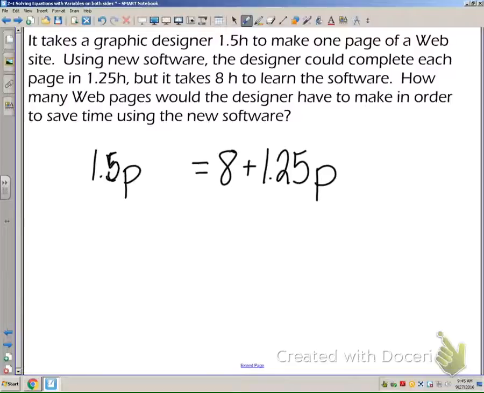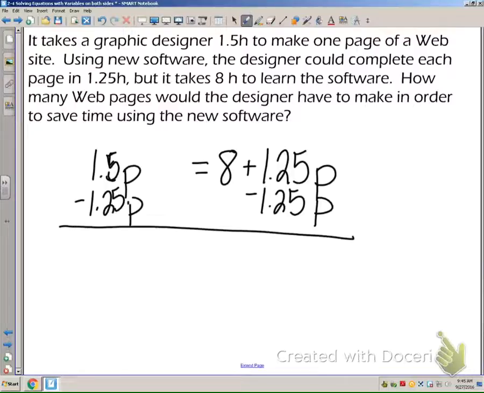Okay, so now we want to know, how many pages is he going to end up making before this starts saving him time? So I'm going to get my like terms together. I've got the P here, the P here. So I'm going to subtract 1.25P from both sides of my equation.